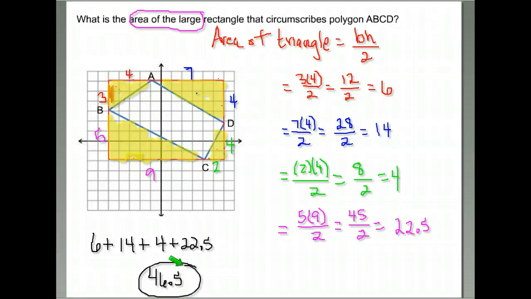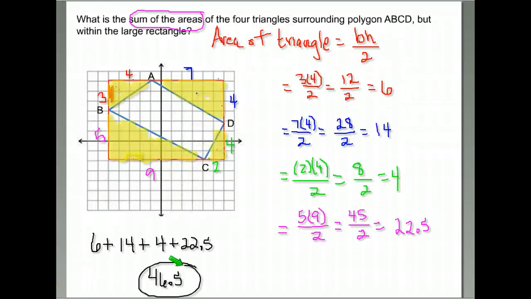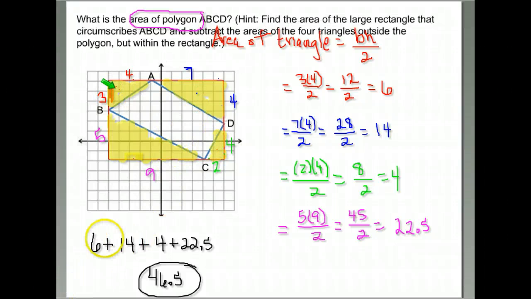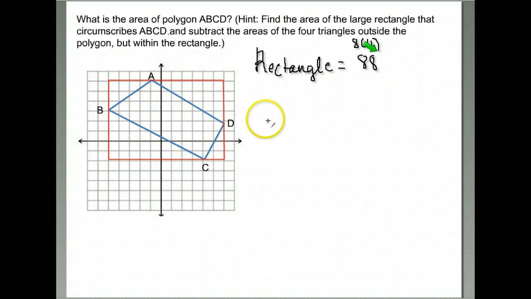So remember, step 1 is to find the area of the rectangle around your figure. Then you find the area of each triangle that's not included in your polygon that we're going for. And here is the final step. Find the area of the polygon. Find the area of the large rectangle that circumscribes it, and subtract the area of the four right triangles. So if we were starting from scratch, we would go back to the beginning and find the area of the rectangle, but we've already done that, right? We did that at the beginning. The area of our rectangle was 88. Remember, we did length times width. We did 8 times 11. Its area was 88.